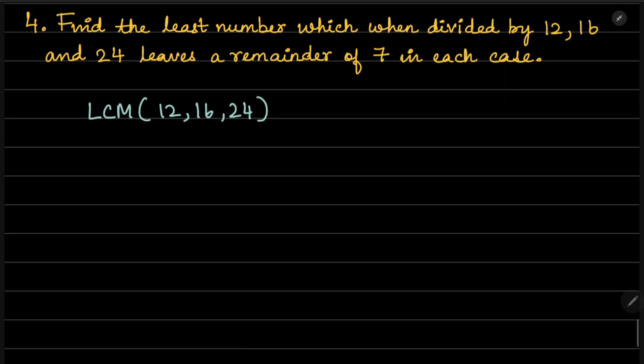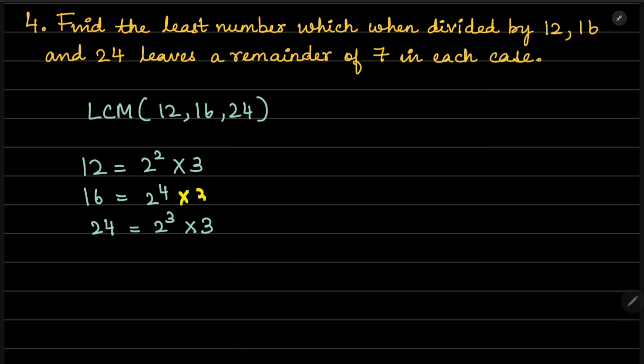Let's do the prime factorization. So 12 is nothing but 4 into 3, so 2 square multiplied by 3. 16 is nothing but 2 to the power 4. And 24 is nothing but 8 3s are 24, so 2 cube into 3.